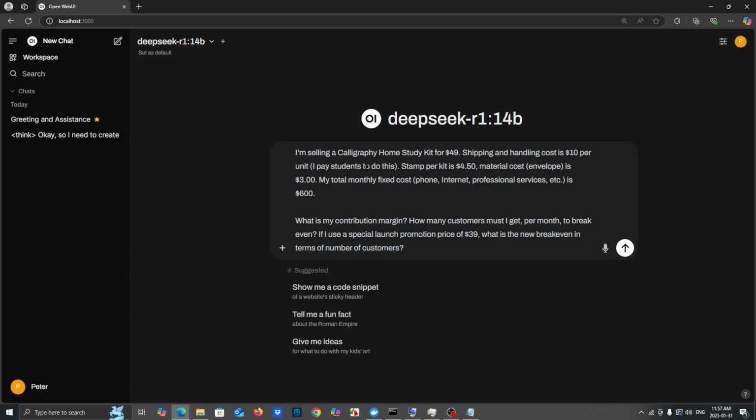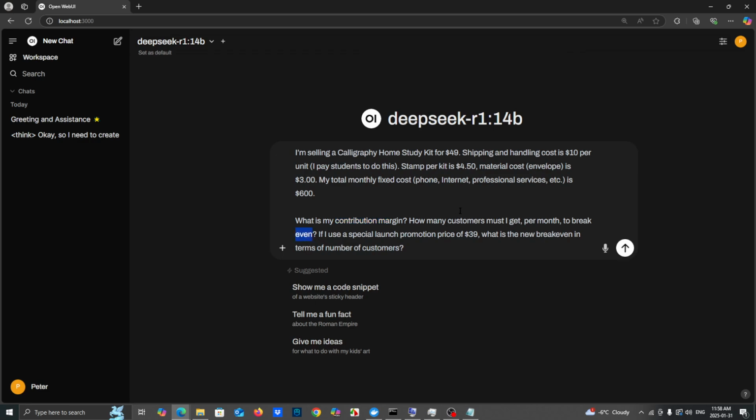So I pay students to do this. The stamp to send the kit is $4.50, and the material cost is $3. And my monthly fixed cost, regardless of volume, is $600. So this is an exercise that I typically give in my marketing arithmetics course. And so I just want to see if DeepSeek can calculate the contribution margin and also the break even.